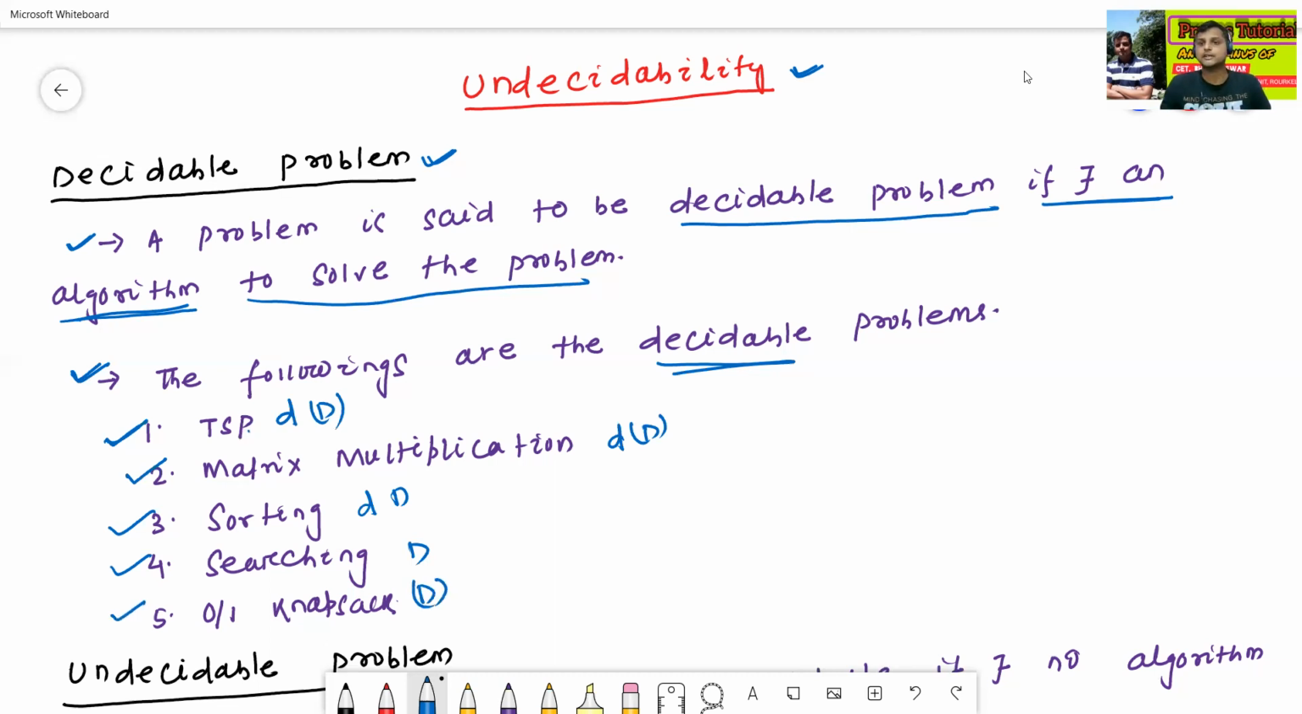Why is this problem decidable? Because there exists an algorithm to solve that problem. For TSP, the traveling salesman problem, there exists an algorithm. Matrix multiplication, there exists an algorithm. Sorting, searching, 01 knapsack, there exist algorithms. So that's why these are called decidable problems. Next, we'll see the undecidability problem.